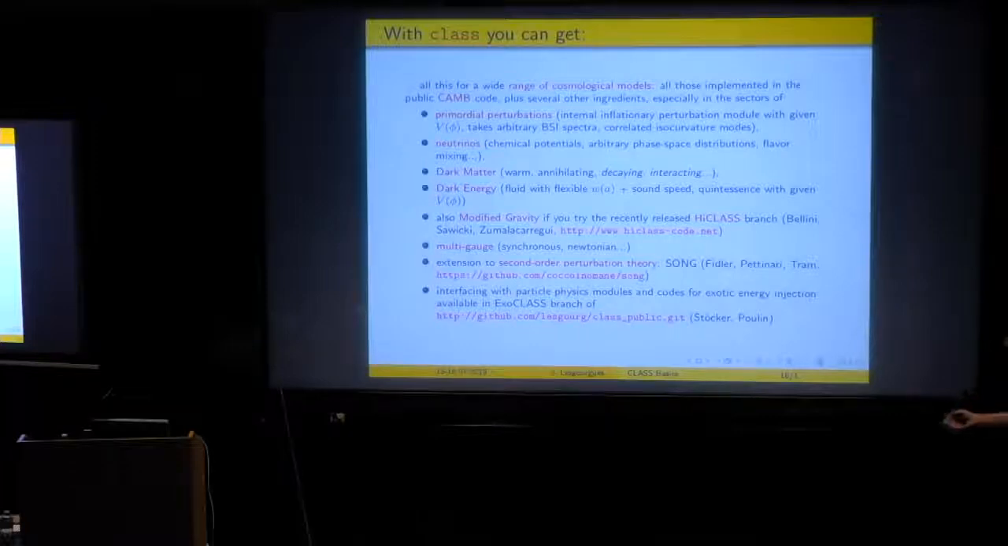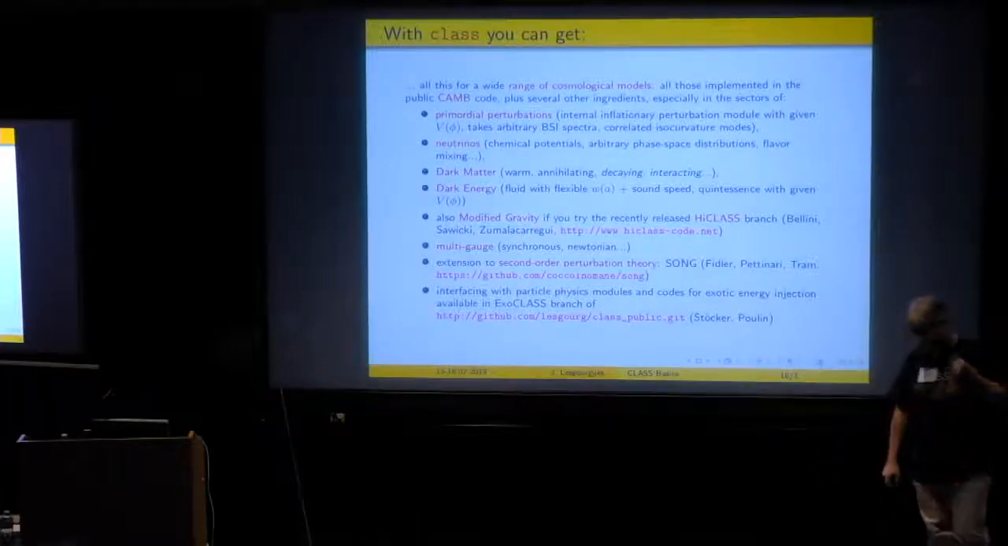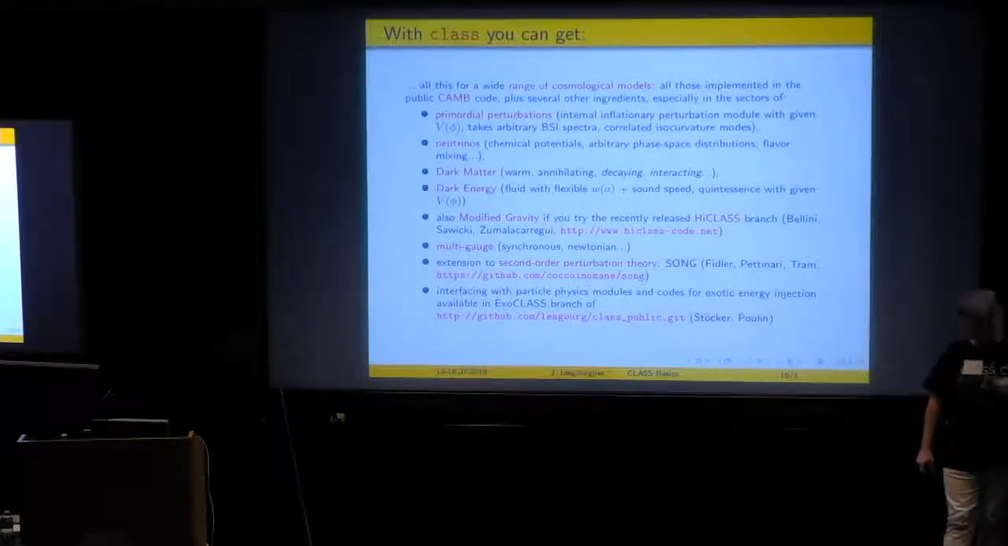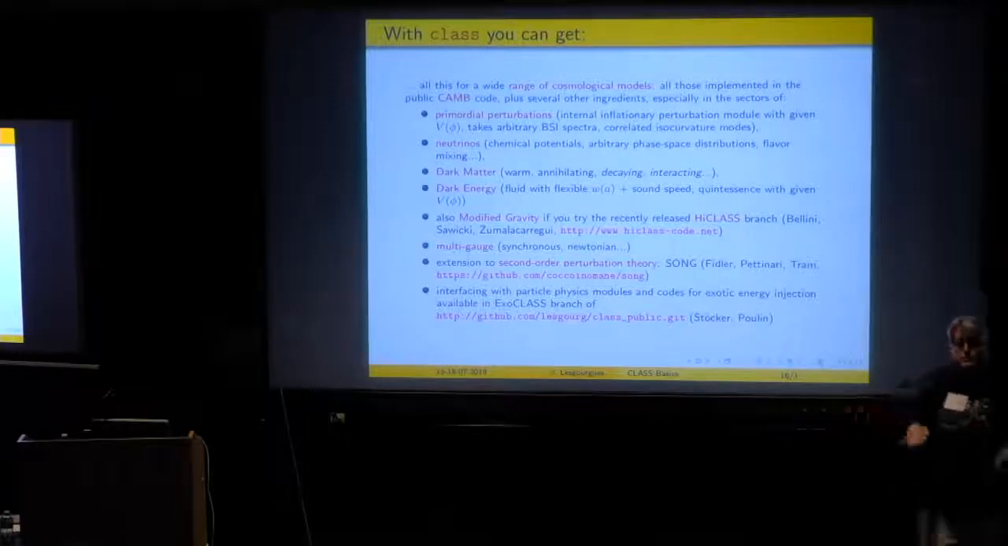For instance, there was a branch at some point called class GAL. Class GAL was specialized in computing the number density count Cls in presence of GR corrections. But class GAL has been entirely absorbed by the main class. This is why I don't advertise it here.